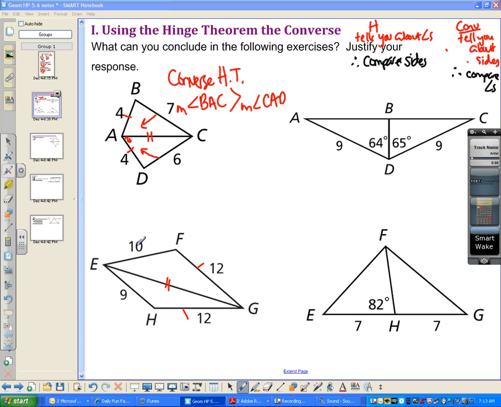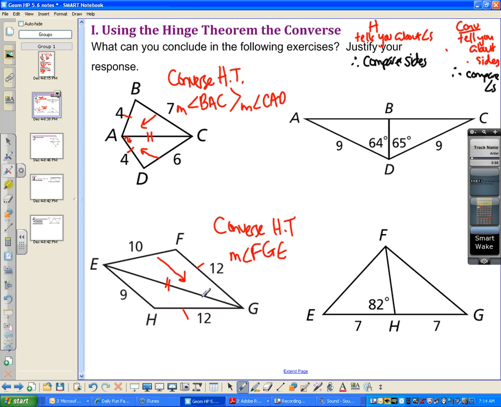Okay, so this one, they told us about the sides, therefore we can compare the angles. So again, for this one, we're going to use the converse of the hinge theorem. And let's see, since this side's greater, that means this angle has to be greater. So the measure of angle FGE has to be greater than the measure of angle EGH, because 9 is smaller.